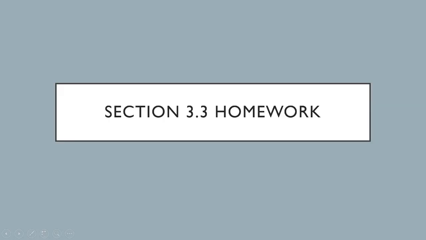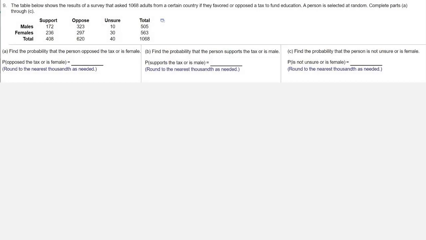Okay, so we're looking at homework from section 3.3. This is question number 9. Let's go ahead and read the question. The table below shows the results of a survey that asked 1,068 adults from a certain country if they favored or opposed a tax to fund education. A person is selected at random. Complete parts A through C.